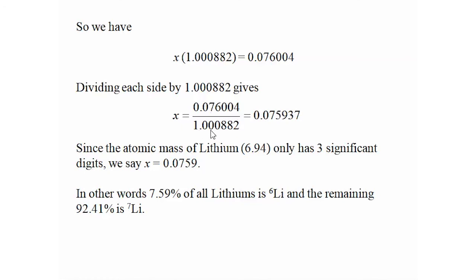divided by 1.000882, or X is equal to 0.075937. Since the atomic mass of lithium is given as 6.94, this has only 3 significant digits. So we say that X, the fraction that is lithium-6, is 0.0759. Notice that this leading 0 is not a significant digit, only these are.